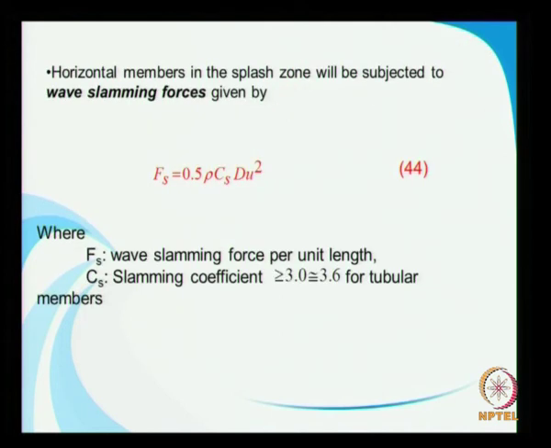We have an empirical relationship to get the slamming force. The horizontal members, particularly in the splash zone, will be subjected to such slamming forces, and that is given similar to the drag force we have seen. The only unknown here is the slamming coefficient, which can be approximately taken as 3 to 3.6 for tubular members.